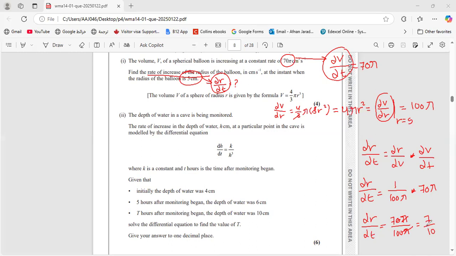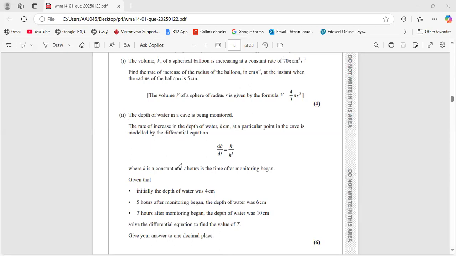The depth of water in a cave is being monitored. The rate of increase in the depth of water, h centimeters, at a particular point in the cave is modeled by the differential equation dh over dt equals kh cubed. Now, this question is about a differential equation, where k is a constant.